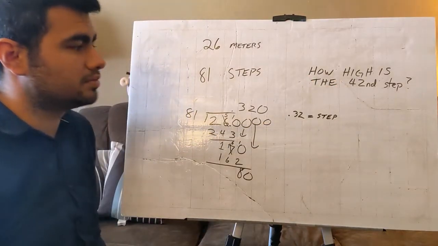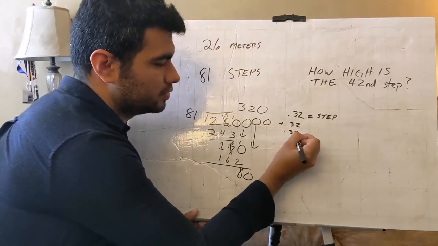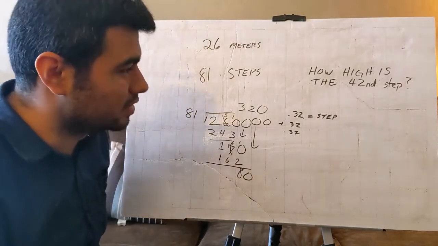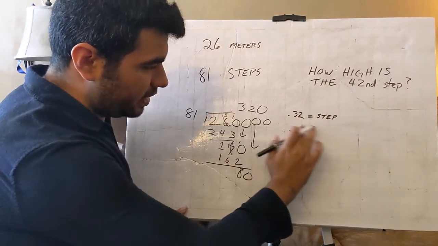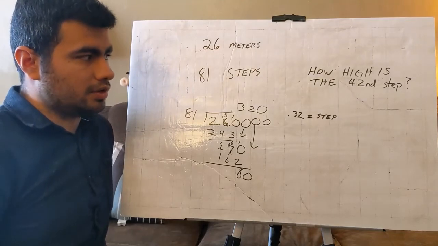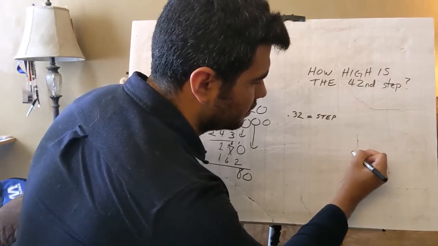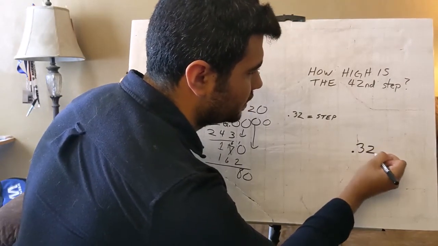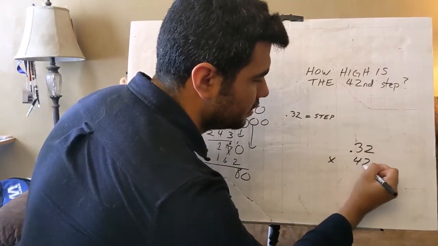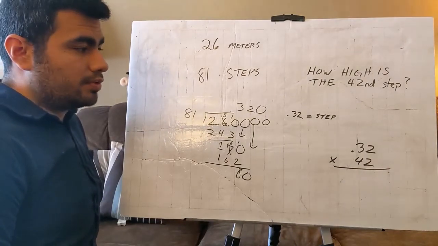Well, if I wanted to, I could add 0.32 42 times. But as you guys saw yesterday, that took a really long time. So instead of adding 0.32 42 times to figure out how tall it is, I'm going to use multiplication, and I'm going to do that over here. So I have 0.32 times 42, which is how tall I'm going to be. Now I'm just going to use normal multiplication procedures.